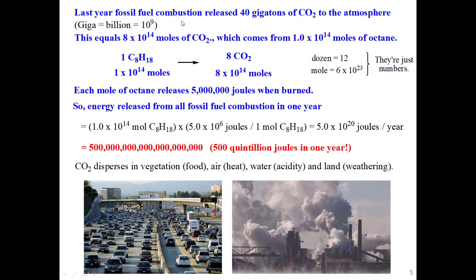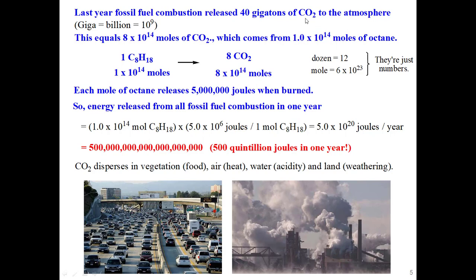So let's take a look at all the fossil fuel combusted last year. We're going to get that from the amount of carbon dioxide that was put out. So it turns out that we generated 40 gigatons of carbon dioxide. Remember, giga is a billion. So 40 billion tons of that carbon dioxide. Now that comes from the fossil fuels, and remember, we're going to approximate our fossil fuels from octane.